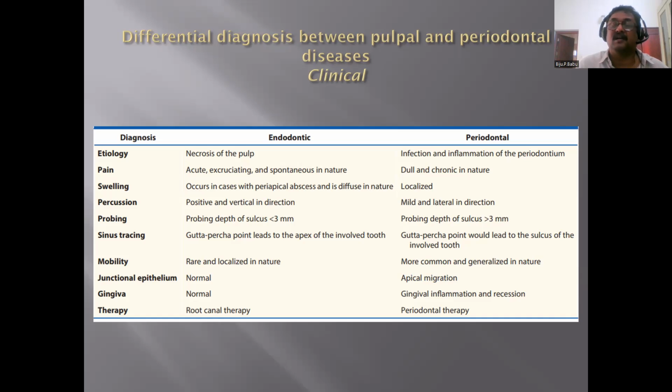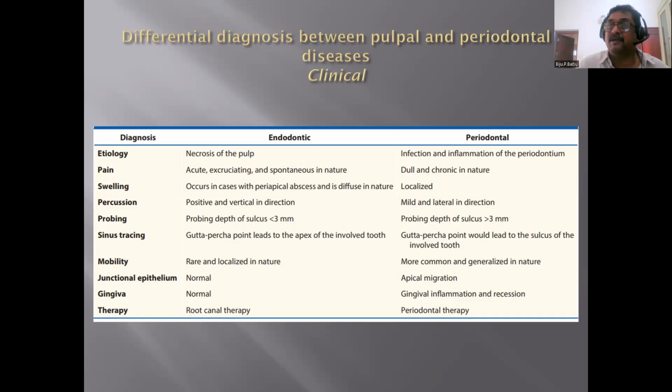But in a periodontal condition, you won't usually find a sinus tract which leads to the tooth apex. Mobility is usually rare or localized in an endodontic condition, but in a periodontal condition you find more mobility, and it's usually generalized, not a single tooth alone, multiple teeth are involved. Usually a periodontal problem does not commonly affect a single tooth alone.